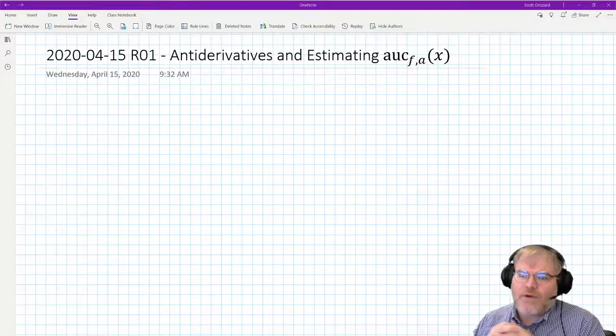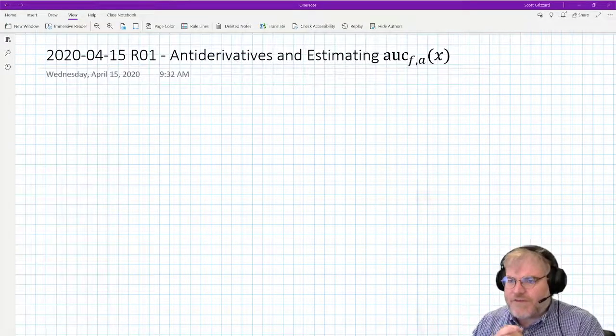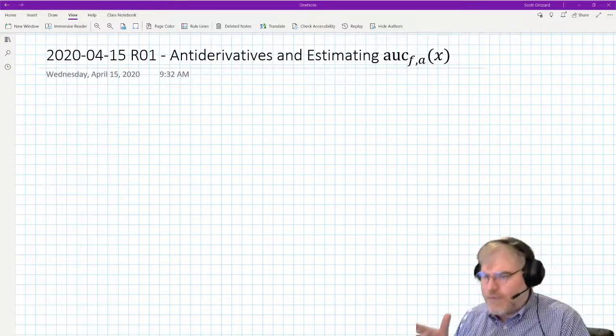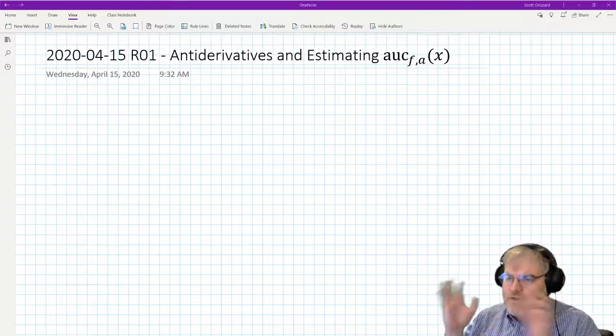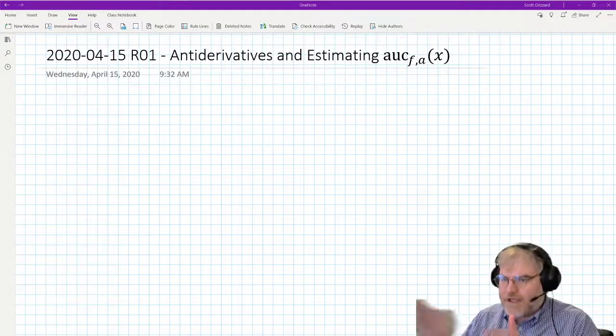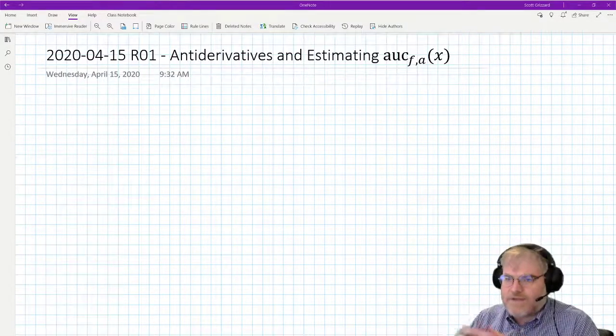So today we're going to be talking about antiderivatives and estimating the area under the curve function. We're going to do some problems and then try to get at the intuition. Next time we're actually going to do the formal definition of the integral, which is what the AUC function turns out to be.